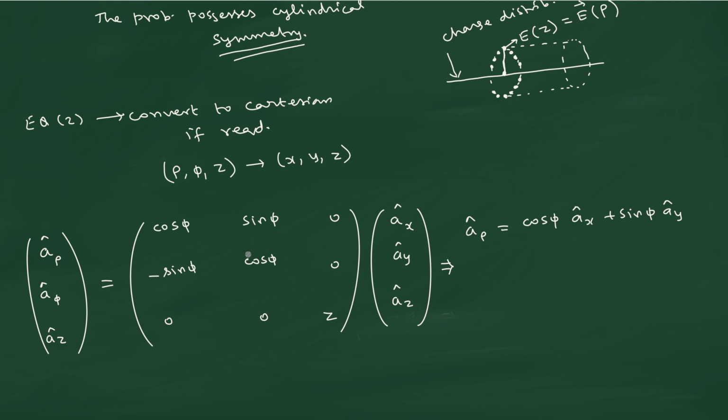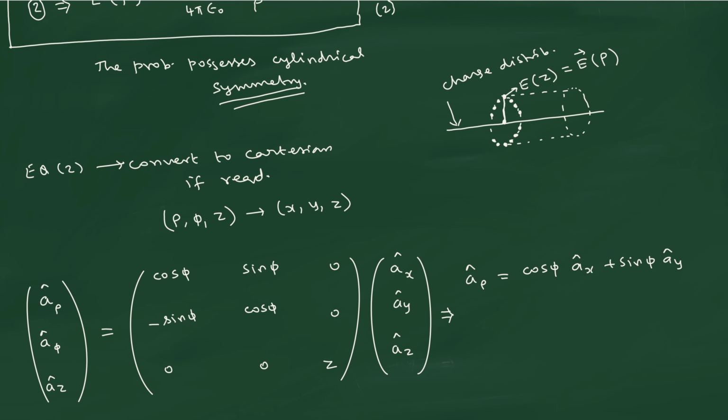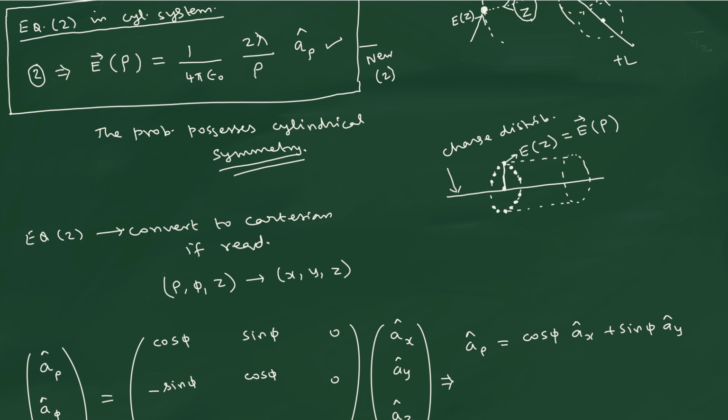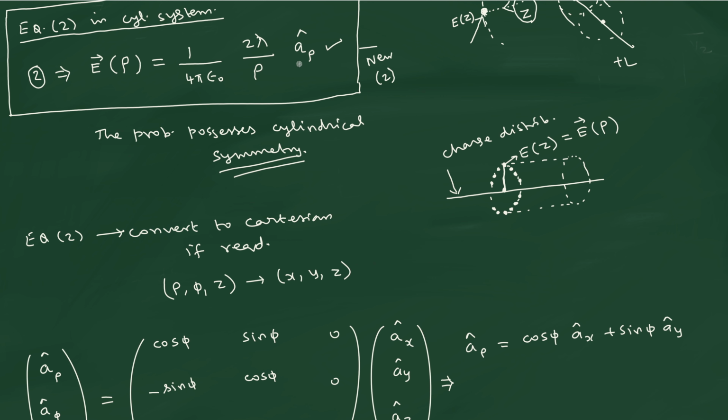But however, there is something interesting. You don't require all of them. Why you don't require all of them is, in the new equation number 2, only a rho is present. See here, this one, only a rho is present. A phi is absent. A z is absent. Therefore, you don't have to worry about those equations. That is why I have written only a rho in the equation. So therefore, now you take this equation and then substitute.